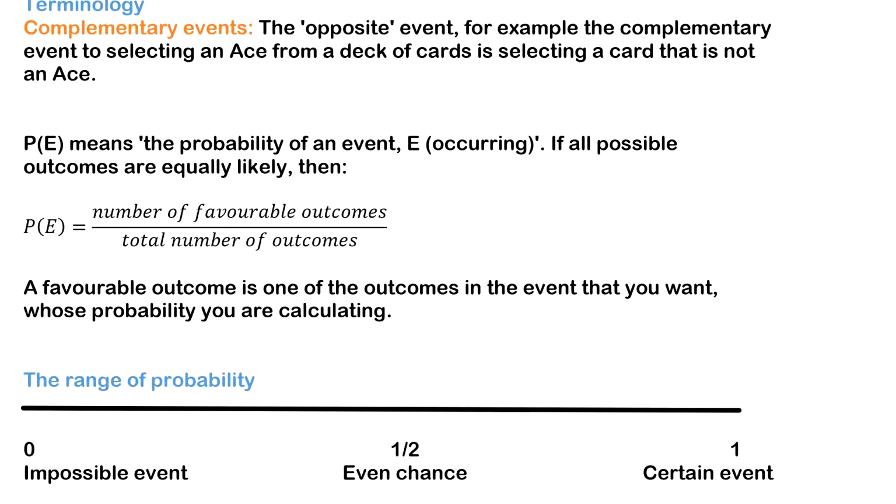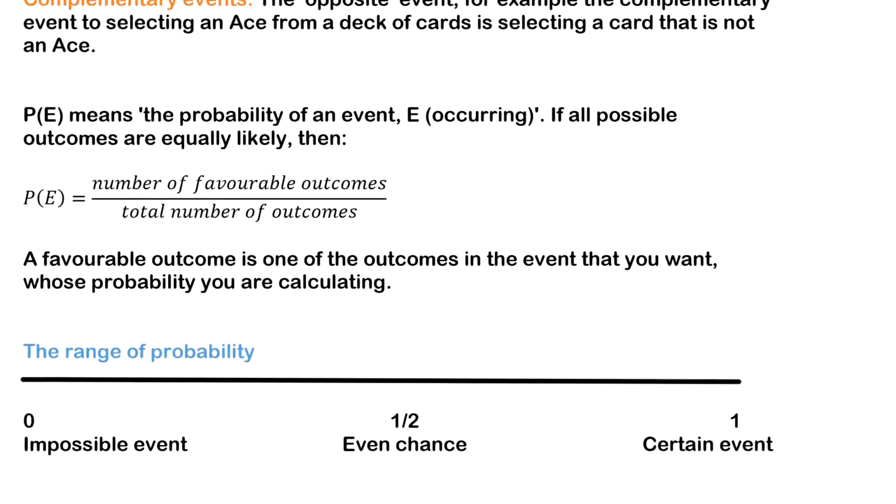We also have the range of probability. The range of probability goes from 0 to 1. 0 means that the event is impossible, it can never occur. A half means it has an even chance of occurring. And a 1 means it's 100% going to happen. It is good to think of these as percentages, as in 0% chance of occurring, 50% chance of occurring, 100% chance of occurring.